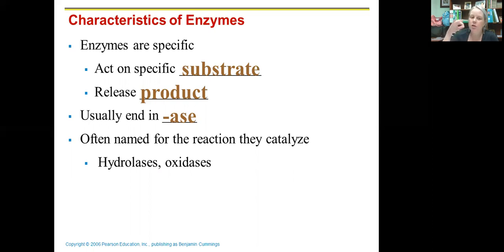When it says usually end in ASE, it's talking about the name of an enzyme. The names of enzymes typically end in ASE: polymerase, oxidase, catalase, lipase, hyaluronidase. All those words end in ASE, and so what I'm trying to get you to see is that those are all enzymes because of their name ending in ASE, okay?